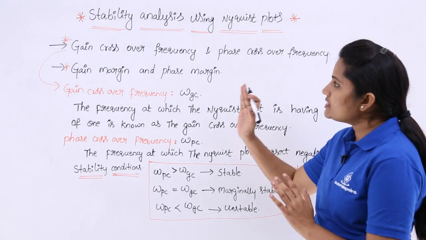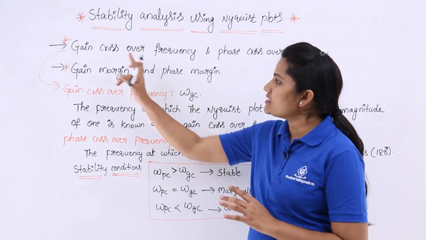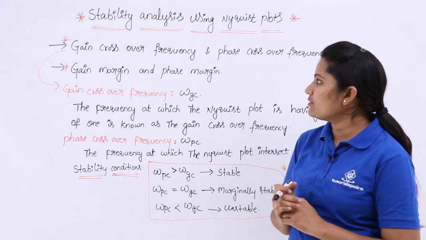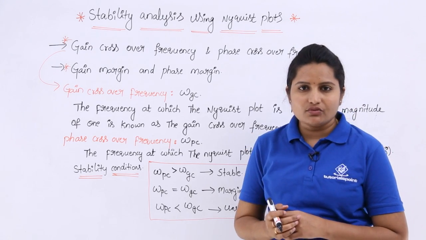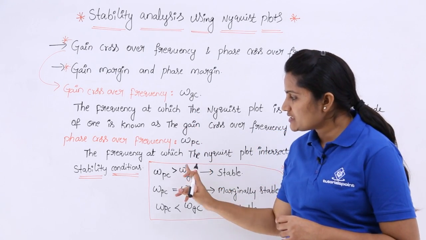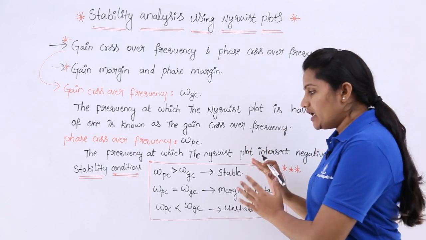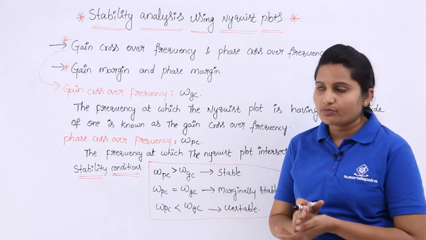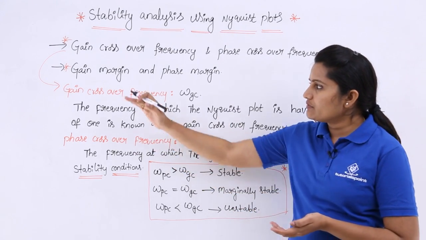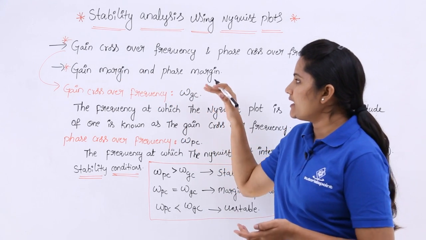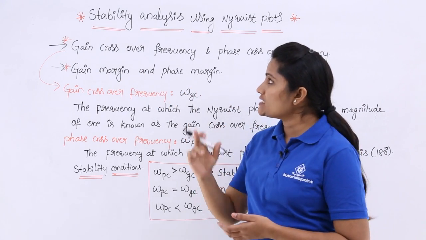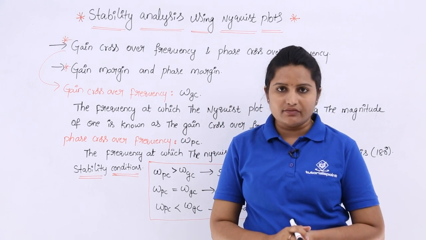So this is about stability analysis by using gain crossover frequency and phase crossover frequency. The definitions as well as the stability conditions are very important. We can apply these for future problems, and in the next class we will discuss gain margin and phase margin and the related stability analysis for Nyquist plots.